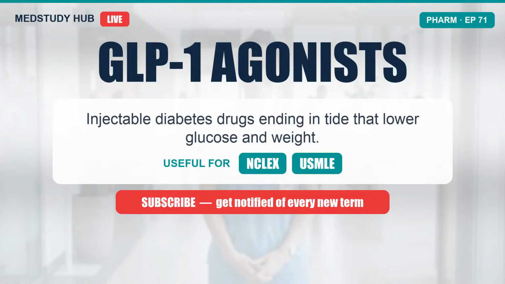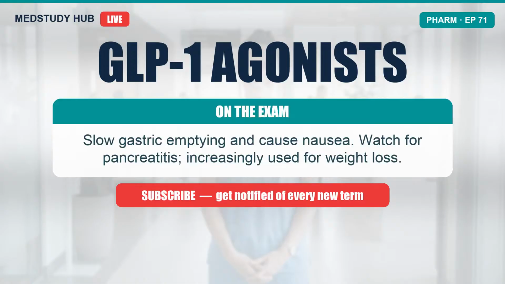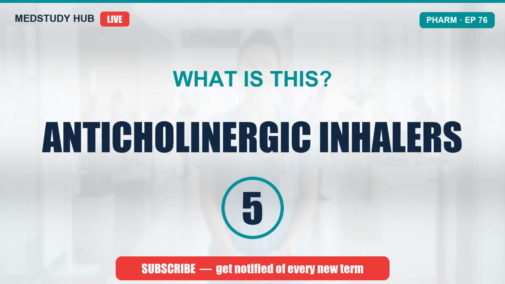GLP-1 agonists. Injectable diabetes drugs ending in tide that lower glucose and weight. Slow gastric emptying and cause nausea. Watch for pancreatitis, increasingly used for weight loss. What is this word?